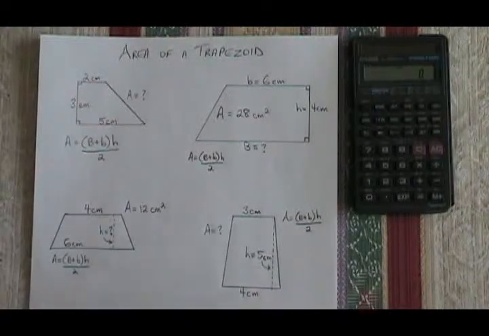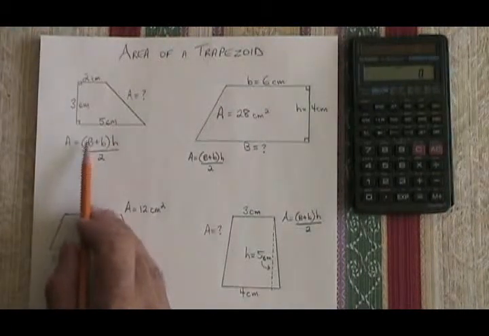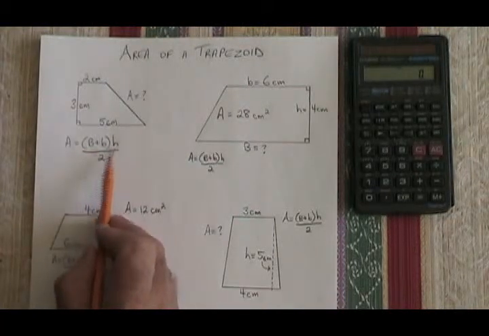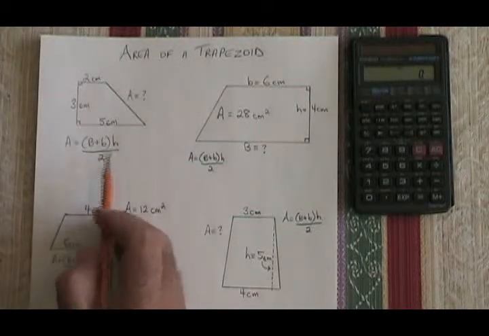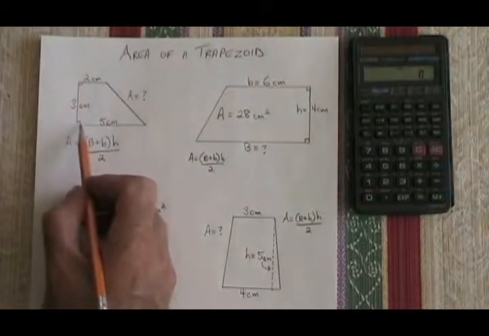The formula for the area of a trapezoid looks like this. A equals, open bracket, big B plus little b, close bracket, times h. All of that is over 2. The big B represents the longer of the two bases, because all trapezoids have two bases.